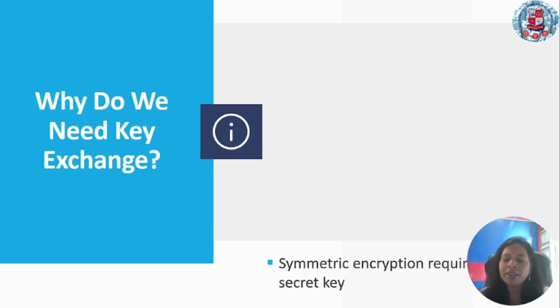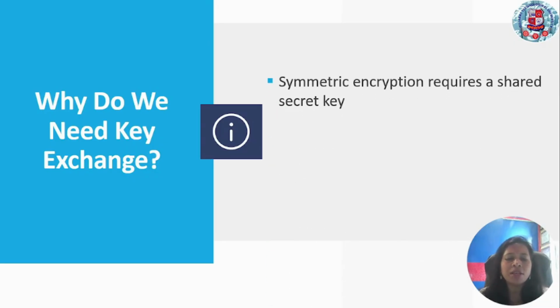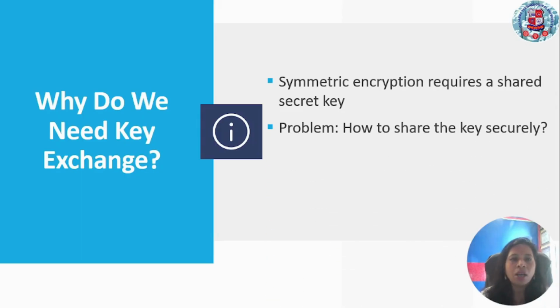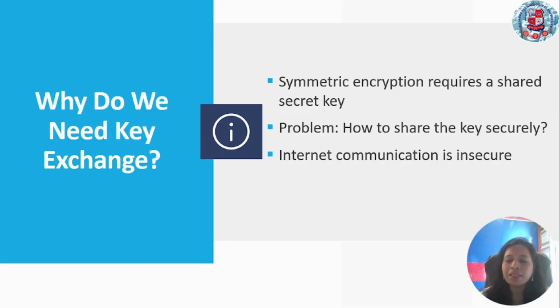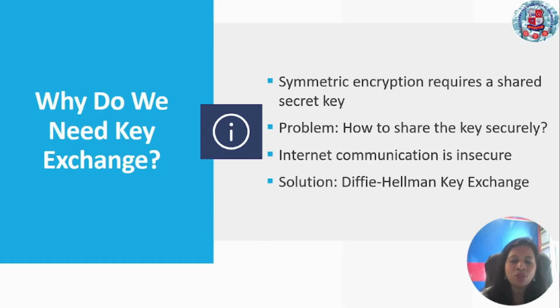So, before understanding Diffie-Hellman, let us first understand the problem. In symmetric encryption, both sender and receiver must use the same secret key. But how do they share the secret key securely? If they send the key directly over the internet, an attacker can intercept it. So we need a method that allows two parties to generate a shared secret without directly sending it.